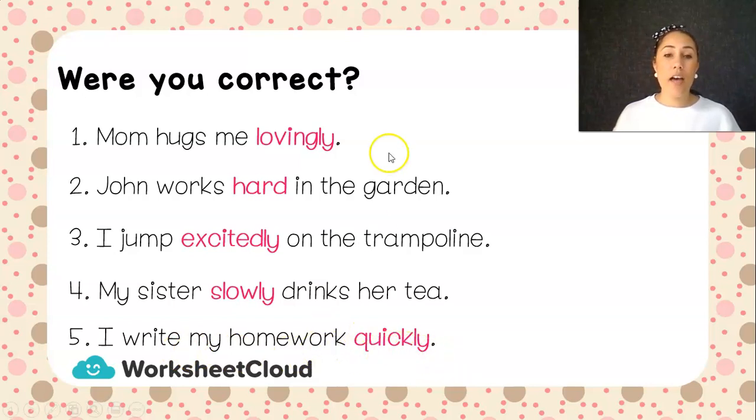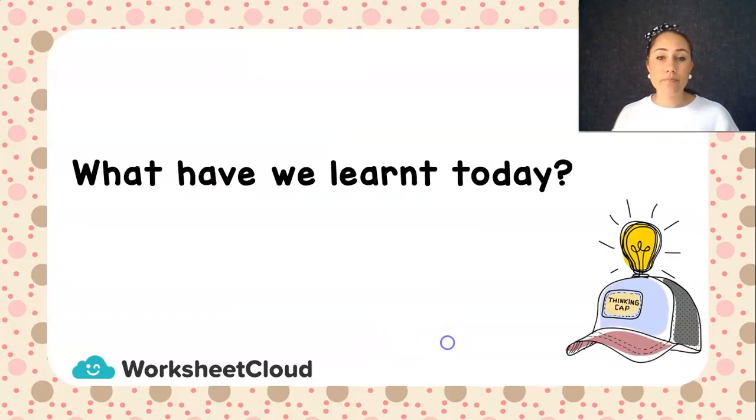So let's have a look at our adverbs in these sentences. I have lovingly, hard, excitedly, slowly, quickly, and there are lots of other adverbs. Now adverbs, they color in our words just like adjectives do. And adjectives make our nouns a bit more exciting and adverbs make our verbs a bit more exciting. And that tells us a bit more about our sentence.